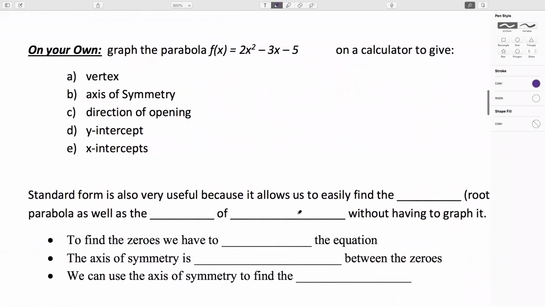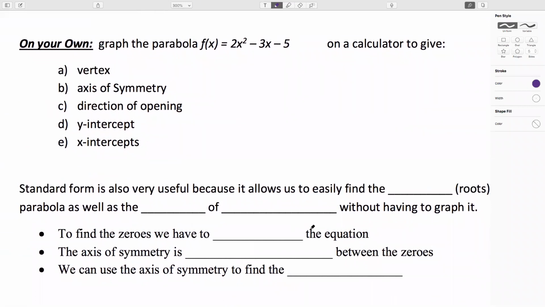So we're going to do this again with the graphing calculator or with Desmos. Then we're going to talk about how to do this without a graphing calculator. So we've got a new function. It's already in general form for us. We can find the vertex, the axis of symmetry, the direction of opening, and the y-intercept and x-intercepts. So we're going to have to plot this one. We'll switch over to Desmos now.